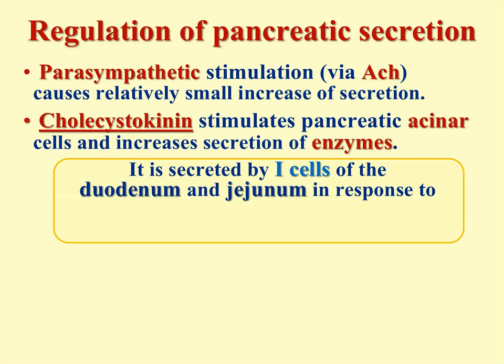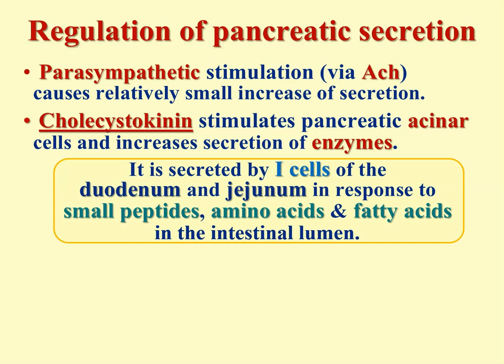Cholecystokinin is secreted by the duodenum and jejunum I cells in response to small peptides, amino acids, and fatty acids in the intestinal lumen. So the main stimulators of cholecystokinin secretion are products of digestion of proteins and fats. These substances stimulate I cells, and cholecystokinin is released into the blood. Then, with blood, it passes through the whole circle and finally through arteries comes back to the small intestine and stimulates pancreatic acinar cells so that enzymes start to be secreted in large amounts.